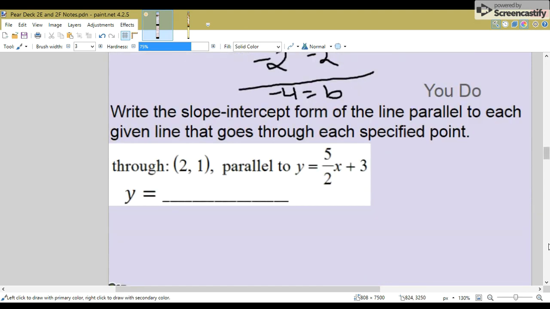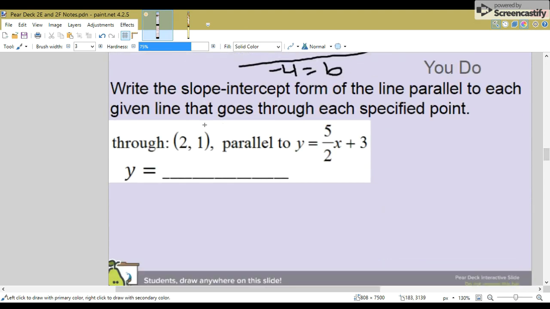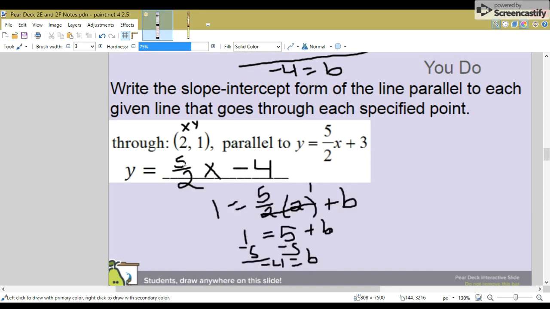Okay, on your Pear Deck slide, go ahead and try this one on your own. You should get y equals 5/2 x minus 4. So it goes through the point (2, 1), so that's your x and y that you plug into the new equation. It's parallel to y equals 5/2 x plus 3. Your parallel line has the same slope, so we write that. Solve for b. Plug in 1 for y and 2 for x. b equals -4.